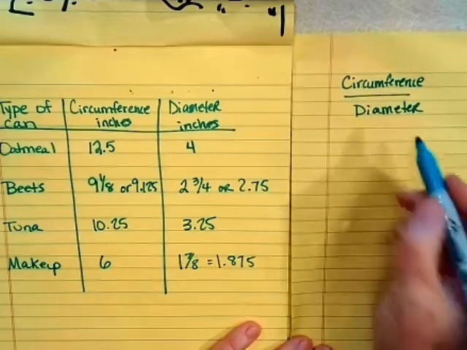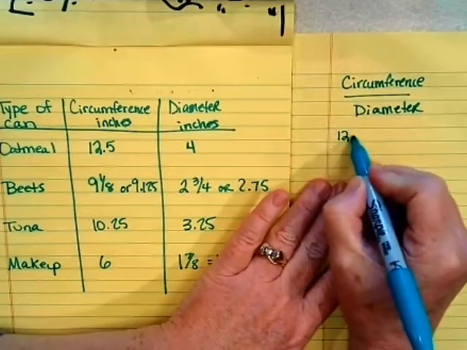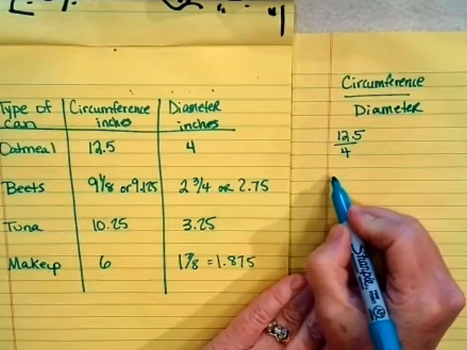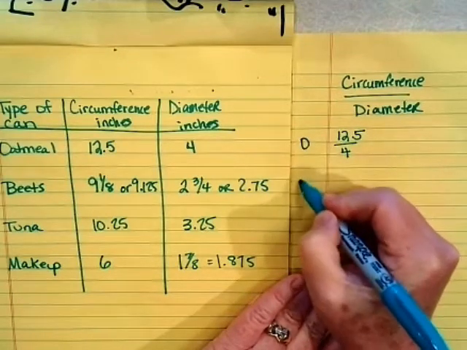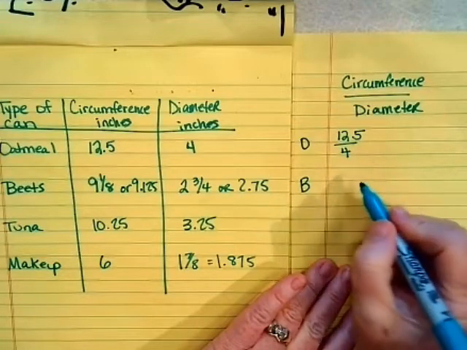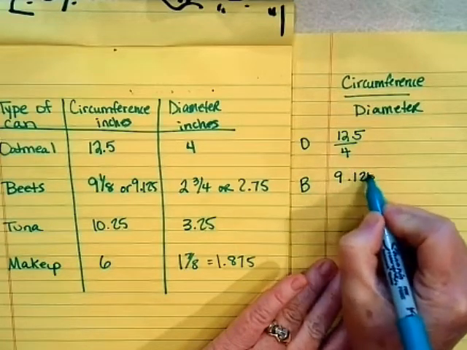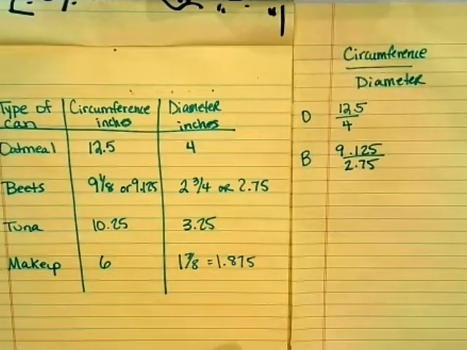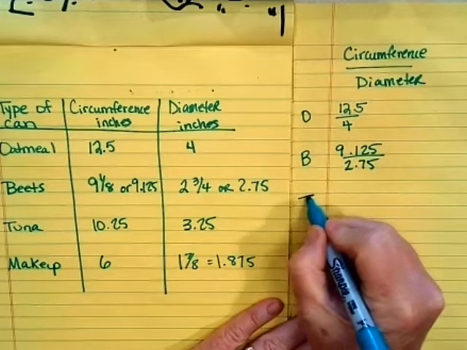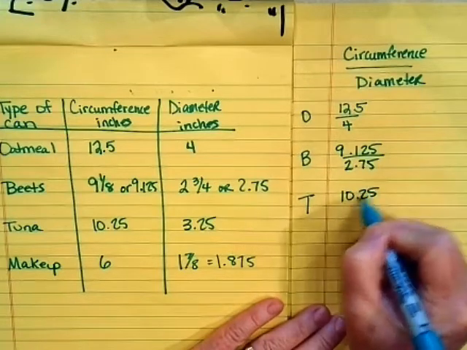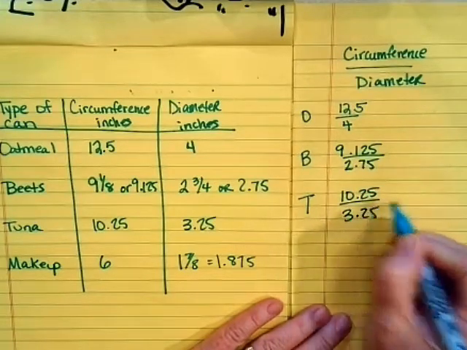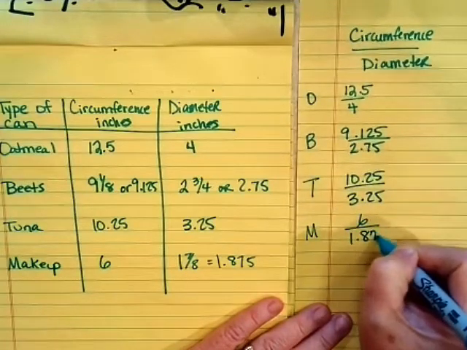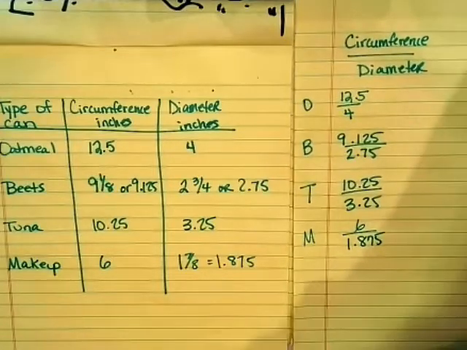Okay? So the first one is the oatmeal, it's 12.5 divided by 4. And the next one is the beets. So this is the oatmeal, this is the beets. The beets would be 9.125 over 2.75. I'm using the decimals because we're going to put this in our calculator in just a second. The tuna is 10.25 over 3.25. And the makeup is 6 over 1.875.